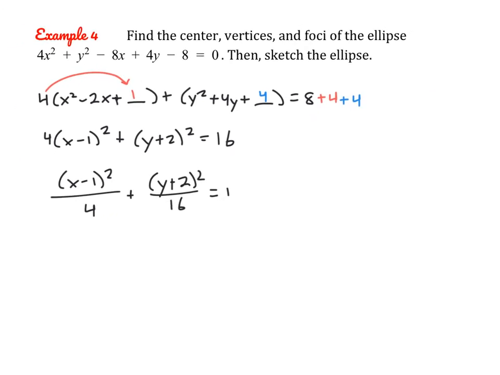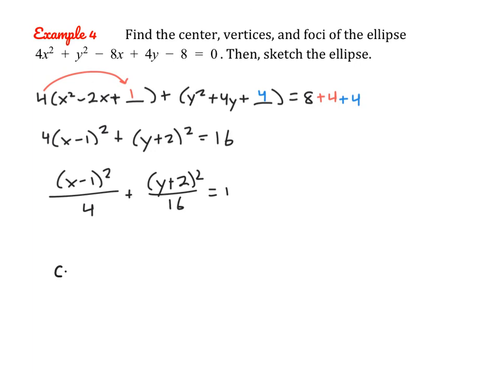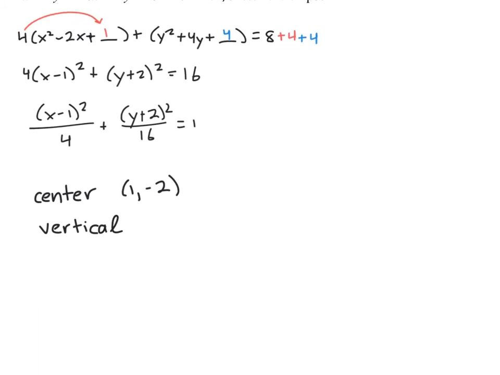Okay, so from here, I can see that our center is going to be at (1, −2). I can see that this is going to be a vertical ellipse because the larger number is under the y. I can see that our a value is going to be 4, b is going to be 2, and our c value is going to be the square root of 12, which is 2 root 3.